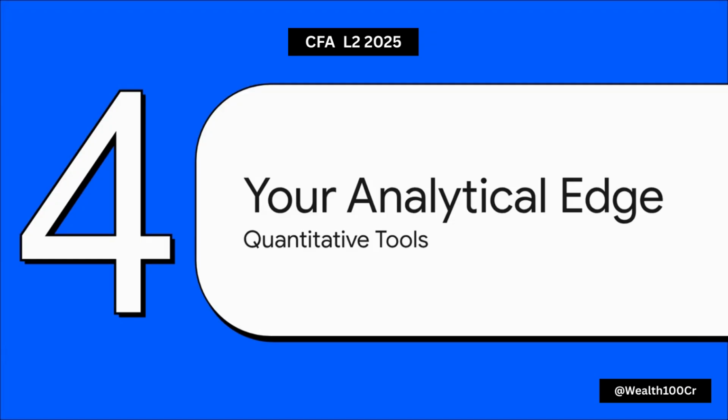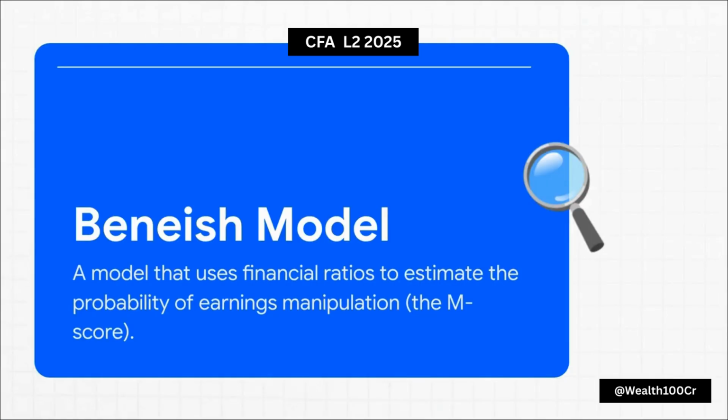It's our analytical intuition. But we can add another, powerful layer of rigor by using quantitative tools that are designed specifically to sniff out funny business. One of the best tools out there is the Beneish model. What it does is it takes a handful of financial ratios, things like DSO, gross margin, asset quality, leverage, and it crunches them all together into a single number called an M-score. And that score gives you a statistical probability that a company might be manipulating its earnings.